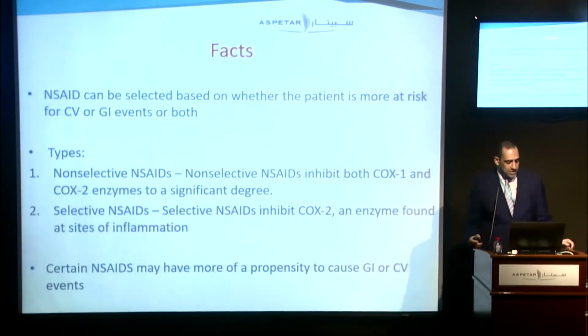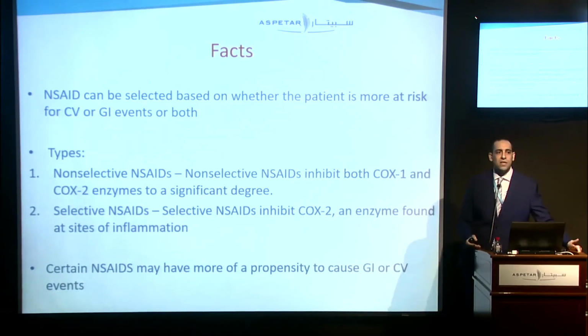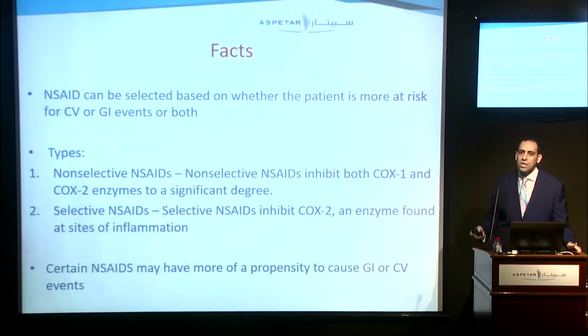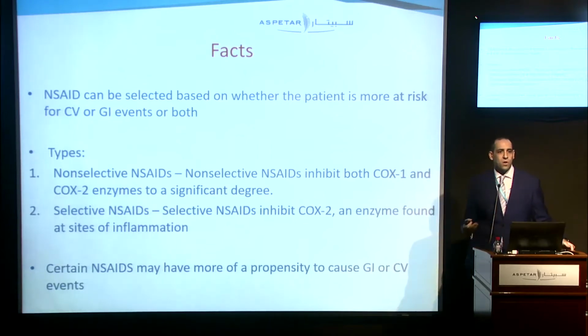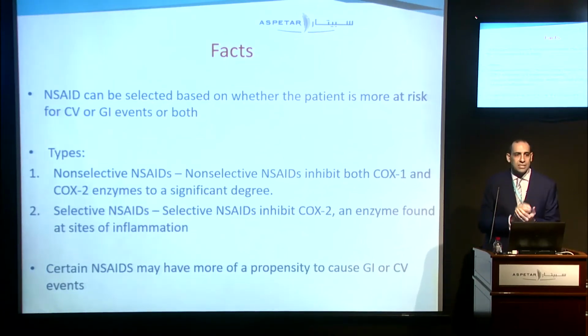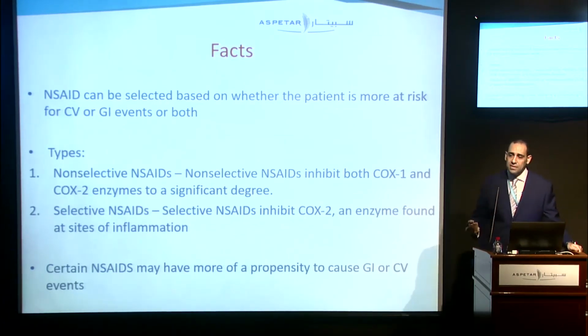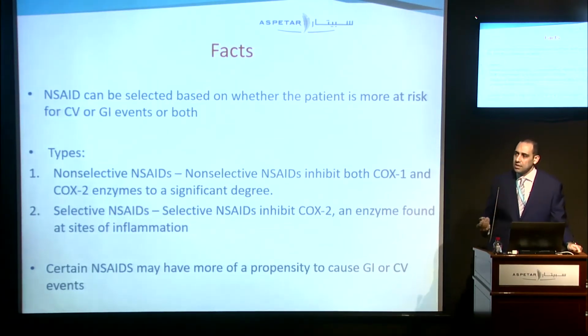And to continue with facts, as most of you are aware, NSAIDs are divided into two groups. We have the traditional or conventional NSAIDs, and these are non-selective NSAIDs, meaning they work by inhibiting the COX-1 and the COX-2 enzymes. And we have the selective ones, which we know by the name of COXIBs, or COX-2 inhibitors. They selectively inhibit the COX-2 enzyme at the site of inflammation. And as I mentioned before, a very important fact to remember is that not all NSAIDs carry the same degree of risk. Some have a higher propensity to cause a GI side effect, and some have a higher propensity to cause a cardiovascular side effect.